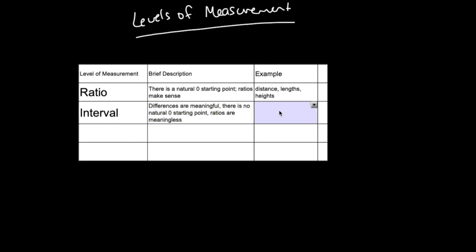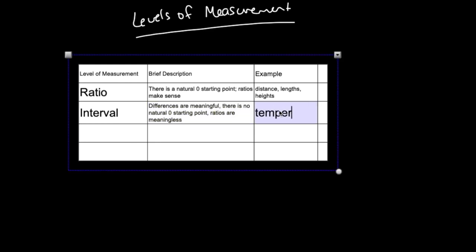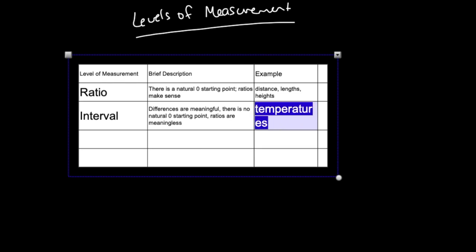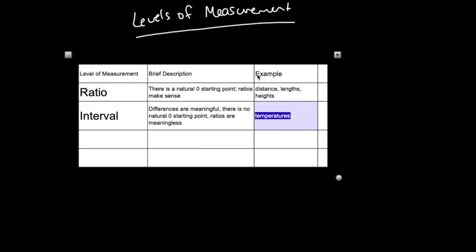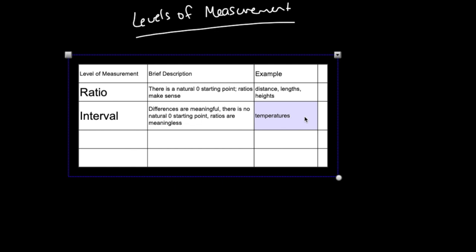So for example, temperatures. Body temperature, or temperatures, there is no natural zero starting point because I can have negative values within that data, right? Negative 10 degrees, that's very cold, versus 70 degrees, which is much warmer. So temperatures have no natural zero starting point versus this ratio type. There is a natural zero starting point. I can't have negative numbers here, but I can here.